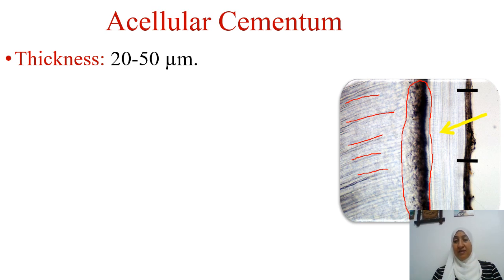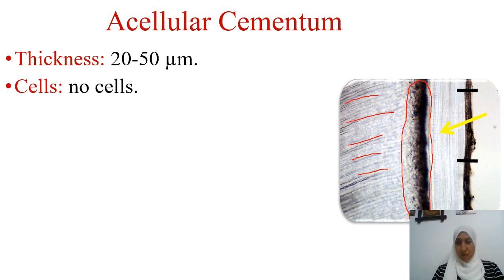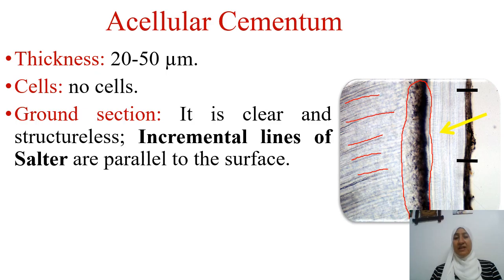And this is the acellular cementum, and as we mentioned, the thickness is about microns. As you see here, no cells, of course, and the ground substance shows the incremental lines that are called incremental lines of Salter, and these incremental lines are highly mineralized, which is a unique feature for cementum.